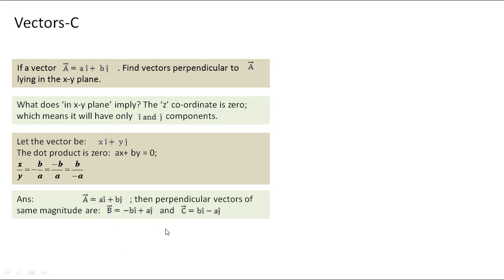Let's see in terms of the graphical method also, we can understand what it really means. And since the components are same, magnitudes are same. A, B, C, all three have the same magnitude. So we have found perpendicular vectors of the same magnitude. If you have to find a perpendicular unit vector, I would divide by its magnitude. That becomes a unit vector perpendicular to vector A.